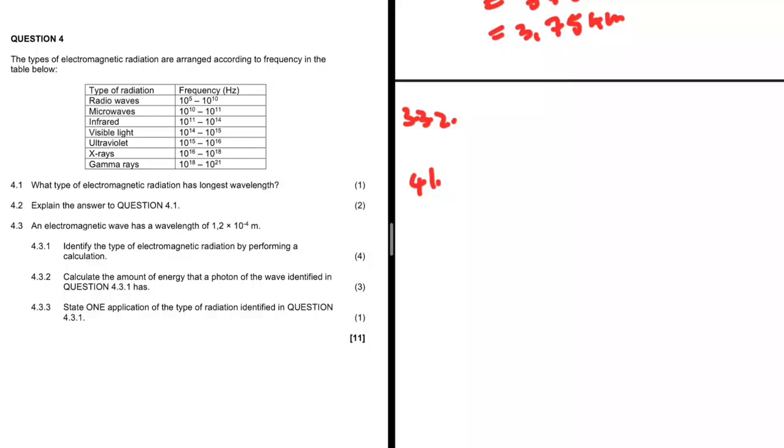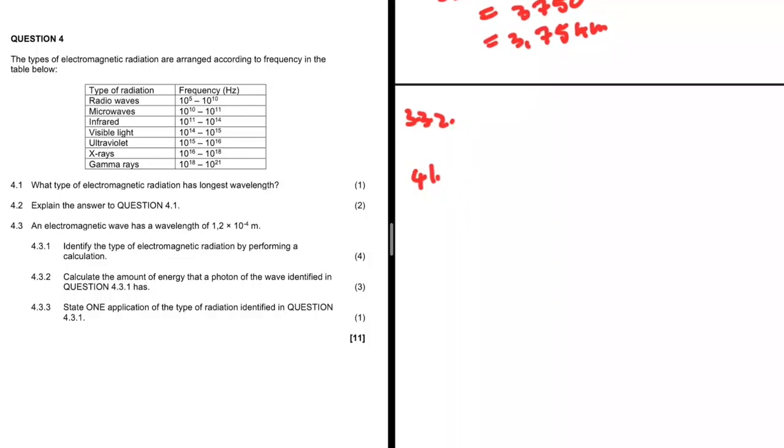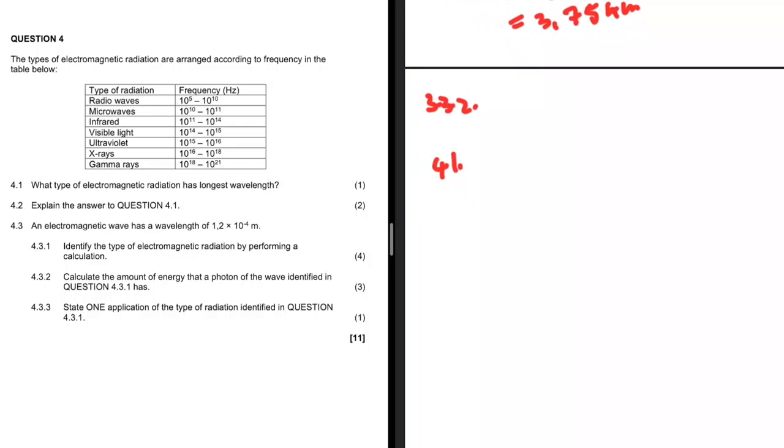So we have radio waves, as the answer to 4.1. So 4.1, radio waves. Let's take a look at 4.2. So 4.2, explain the answer to question 4.1. Well, I just explained that the longer the wavelength, the lower the frequency. A radio wave clearly has the lowest frequency in the table given. Okay.